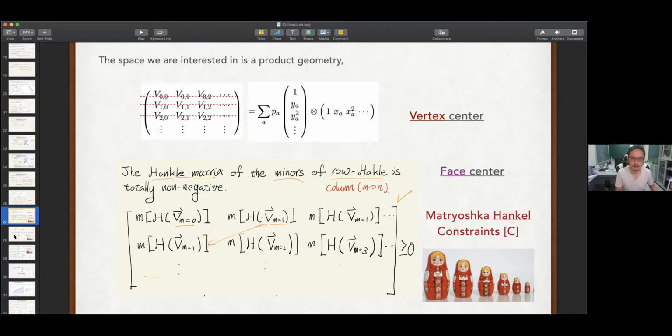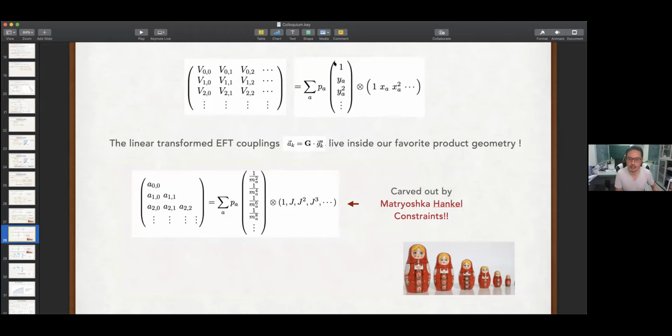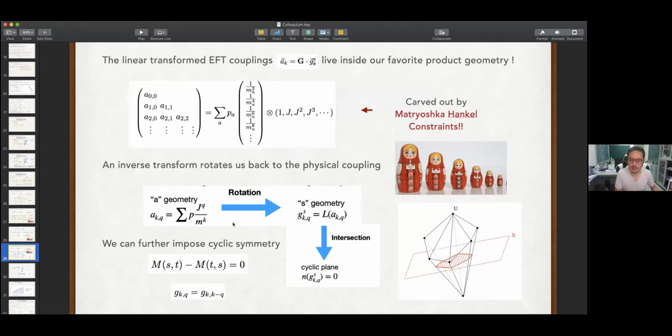Great, so now back to physics. Remember that I just mentioned that this structure is mapped to the physical picture, where Y, I guess I switched between Y and X, Y is related to the mass of your spectrum, which is positive, and X is related to the spin, J. So they're all moments here. That means these A couplings, which remember were just a linear transform of the real physical couplings, are bounded by an infinite set of these Matroshka Hankel constraints. If we just have the S channel contribution, we call this geometry the SEFThedron. So basically, we can get the bounds on physical couplings this way. Once again, we have the A geometry, which is bounded by the Matroshka-Hankel constraints. We do a GL rotation back into the physical couplings, which translates the geometry into the physical couplings.